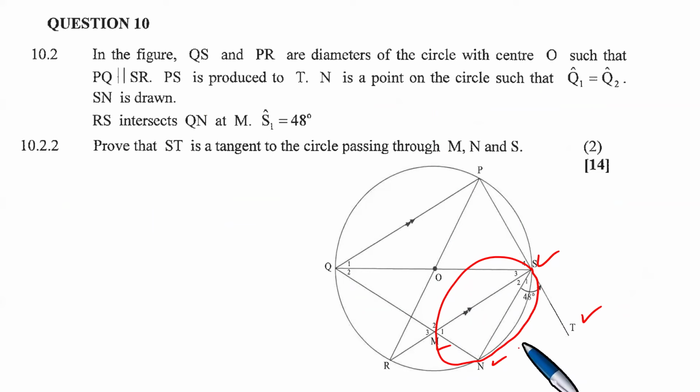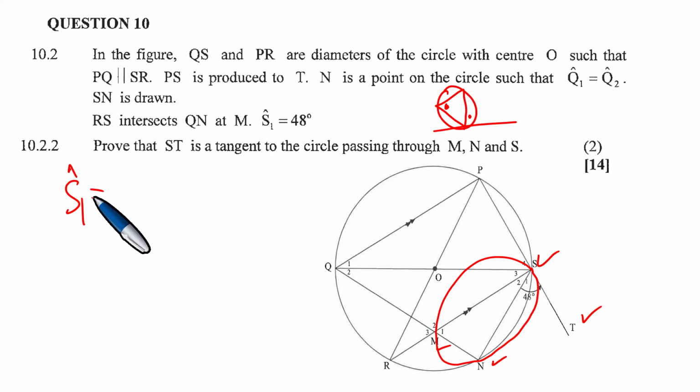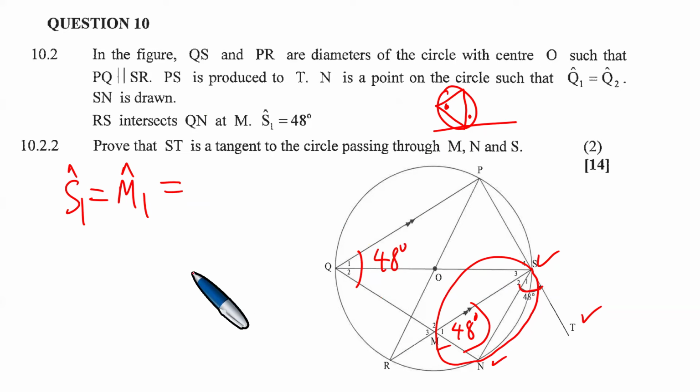To prove that ST is a tangent to the circle, we must prove one thing and one thing only: the tan-chord theorem. Demonstrate that the tan-chord theorem holds true, so that the angle S1 here is equal to the angle M1. We know that angle M1 is already 48 degrees, because we know angle Q is 48 degrees. We have already dealt with that.